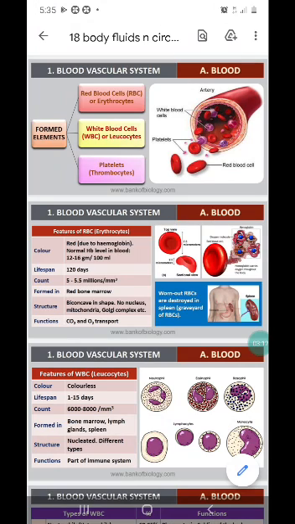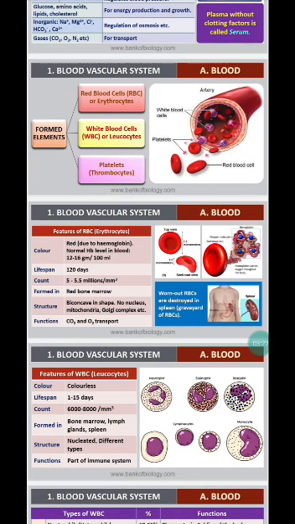They are formed in the bone marrow and also in the lymph glands and the spleen. Structurally, they are nucleated and there are different types. We discussed last class what the different types of WBCs are. And the main function of WBC is to provide immunity to our body.